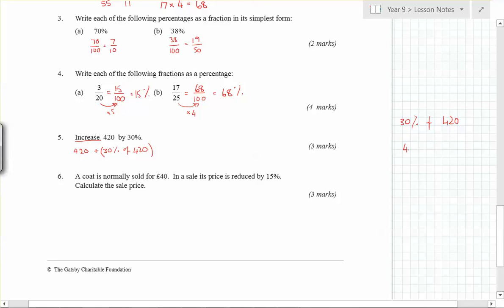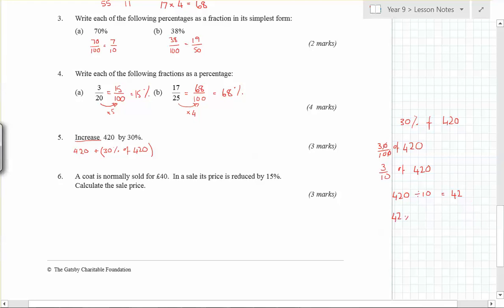30 over 100 first of all. 30 over 100 of 420. 420 divided by 100 is 4.2, or we could do 3 over 10, might be easier. That's why I didn't get it, because it said 30 over 100. Yeah, you make it harder than that. When you do 3 over 10 times 420, then it's 420 divided by 10 equals 42. Nice and easy. And then what do you do, Millie?